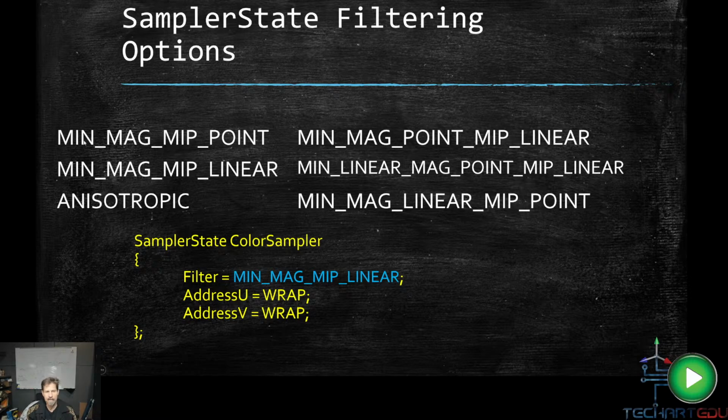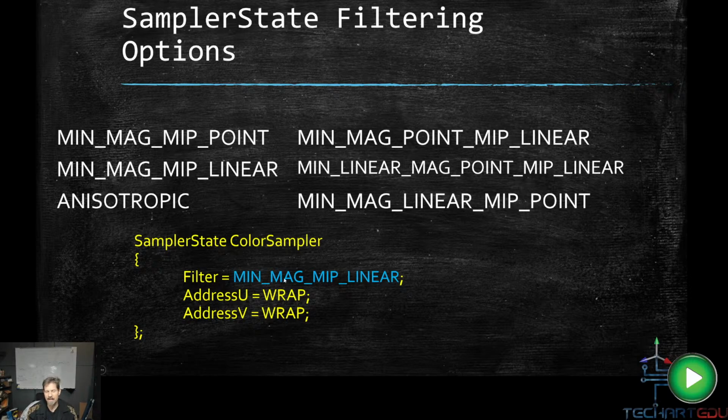And so one could be min, mag, MIP, point, and so forth. Where you have min, mag, MIP, linear, anisotropic, and that means it's done for all three: the minification, the magnification, and the MIPPing. Or you can mix them up, so the minification and the magnification are point, but the MIPPing is done linearly. It just goes on and on. So this is what this word means when we say filter inside of our sampler state.